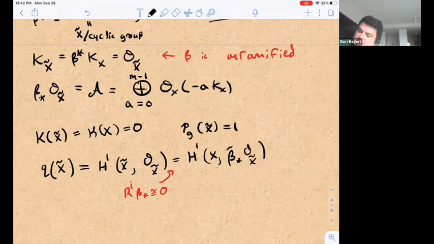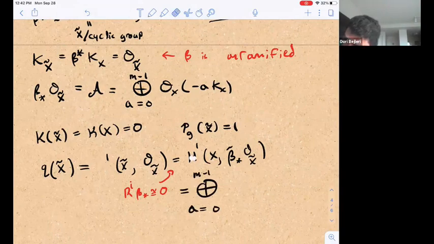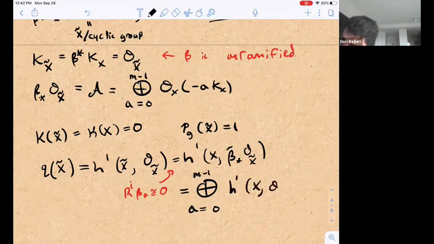It's this direct sum of these twists by minus multiples of the canonical. So this is the same as the direct sum from a equals 0 to m minus 1. And here I should have put lowercase h's, since this is a dimension, of H^1 on X of O_X(-a K_X), from a equals 0 to m minus 1.